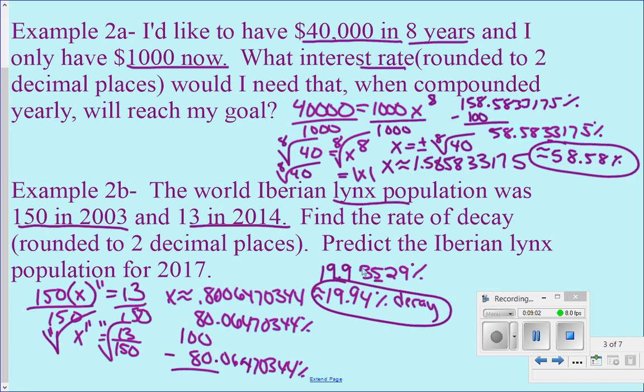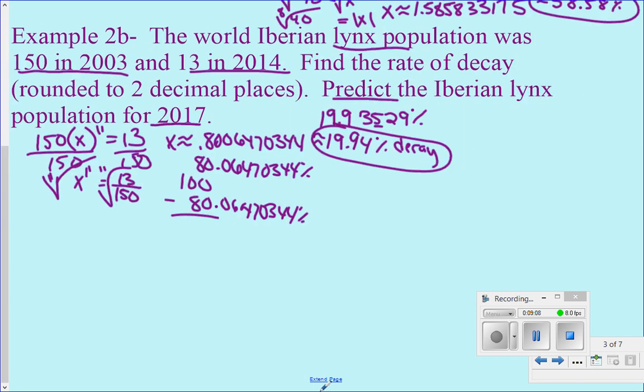Okay. Next, it asks us to predict the population for 2017. This question must have been before that, so I'm going to use that information from above. I'm going to take the initial amount, 150, times the multiplier. The multiplier we just solved for, right here, 0.80064700344. Now, you can't use that decimal though, because that's an approximation. Even though I wrote out several places, that's still an approximation. We want the exact. So the multiplier is the 11th root of 13 over 150. You have to use the exact. You can't use the approximation.